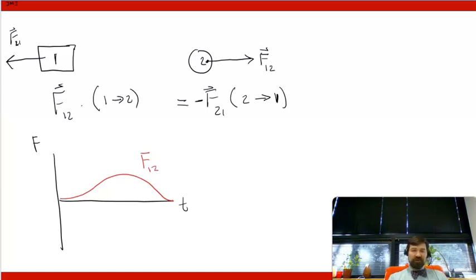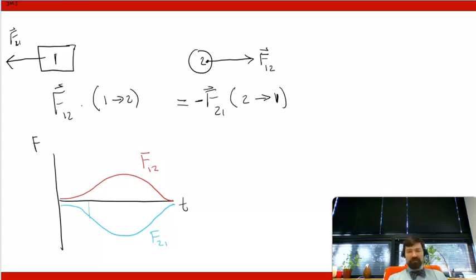Maybe we also draw the force of object 2 acting on object 1. Well, that will have to look like this. This is force F21. It's in the opposite direction, but it's of equal magnitude. And that means that if this one curves upwards and we call positive, then this one would curve downwards and would be negative.